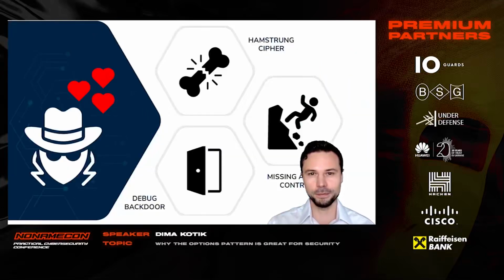Attackers love different types of misconfiguration, notably, for example, a hamstrung cipher. You can provide a weak source of random for your crypto, a weak algorithm, a weak key length, or a set of parameters that makes the cipher unusable. It is also common to see services shipped with missing access controls, something that was supposed to be not accessible, protected by credentials, was shipped without. And of course, debug backdoors.